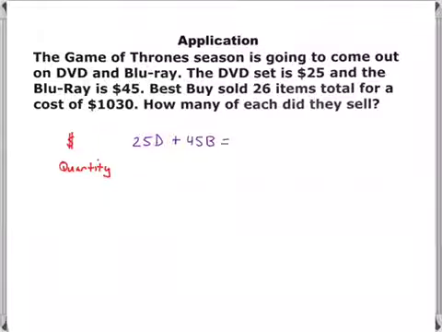We know the DVD costs $25, plus the $45 Blu-rays, and whatever combination of those items were sold came out to be a total of $1,030. Overall quantity-wise, we know that some combination of DVDs and Blu-rays, there were 26 total items sold. So that would be DVD plus Blu-ray equals 26. For this particular problem, you could use elimination or substitution. I found elimination to be the easiest here, as long as you know what to multiply by. So elimination should work pretty well.